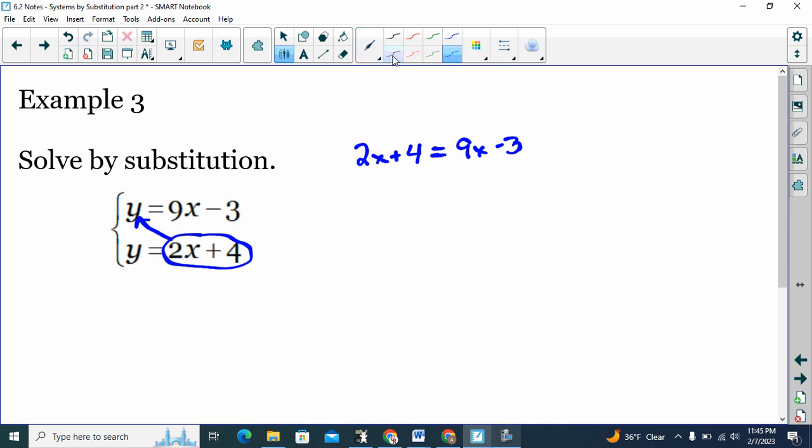When that's the case, it's been a little while since we've solved an equation with variables on both sides. We need to move all the variables, all the x's, to the same side of the equal sign. So 2x and 9x, it's always easier to move the smaller number. So in this case, the 2x. I'm going to subtract 2x from both sides. Positive 4 equals 7x minus 3. And now we know how to solve.